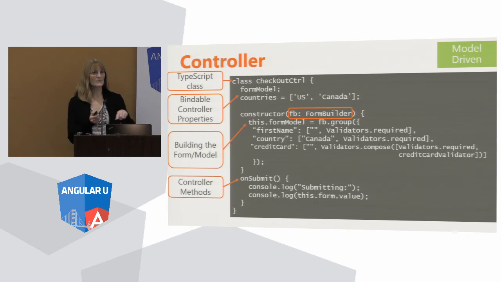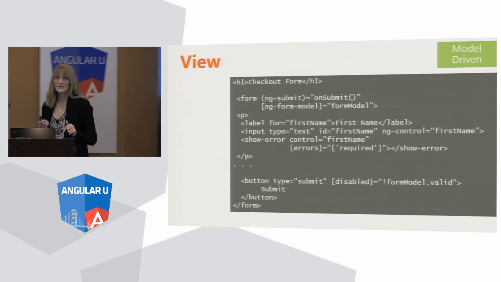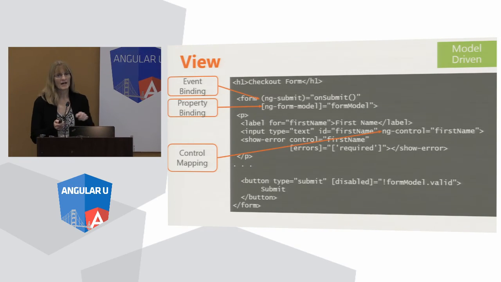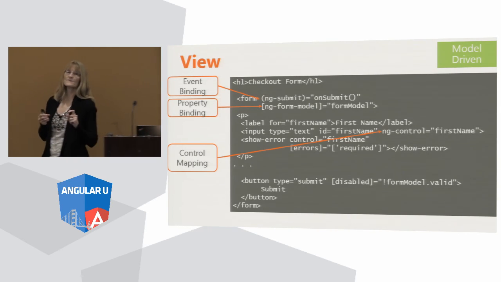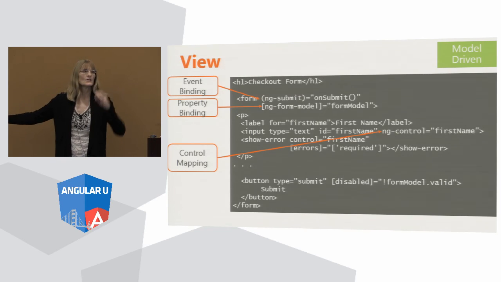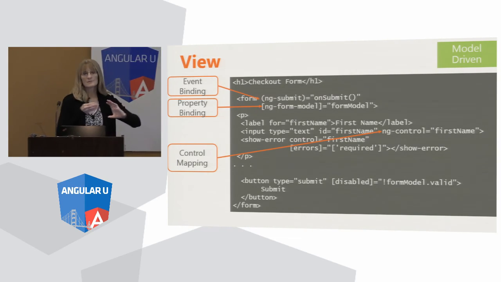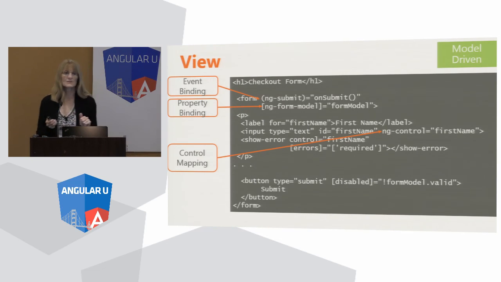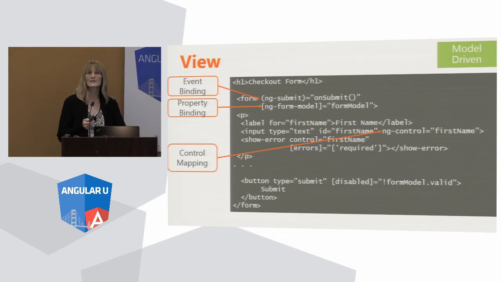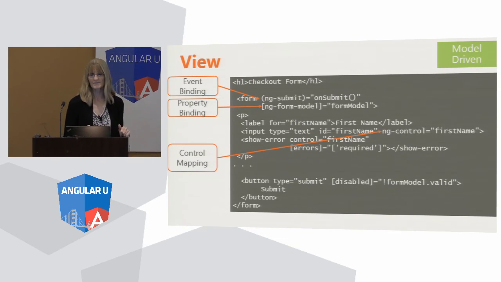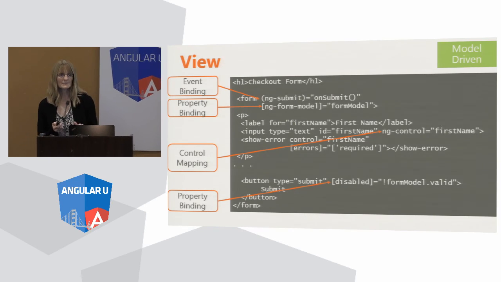So if you go back a minute, we see that our controls were named first name, country, credit card. Here we would have ngControl firstName. So all the UI has to do is identify which named field is associated with which HTML input element. It dramatically simplifies what has to be in our view. We don't have required and minlength and maxlength and all of those that we used to have in there. And in here we still have the property binding.